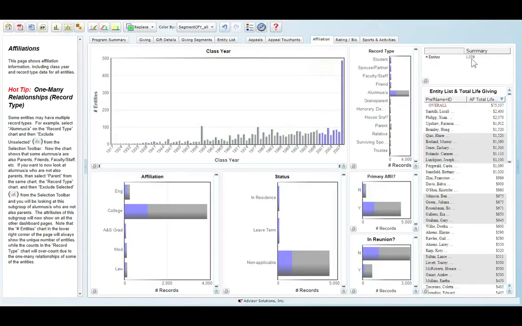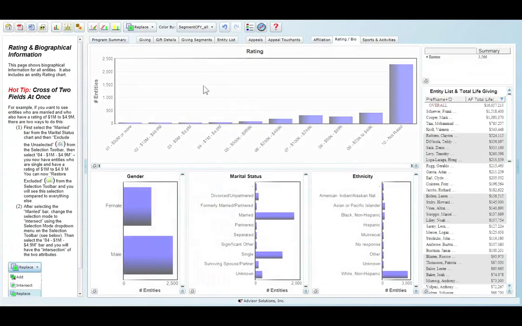A third of this group of lapsed donors are young alums. So I brought these people on as donors, and I've lost them. But this is the group I really need to be cultivating going forward. So I need to really think about that and maybe focus on that. What about ratings? Bio. Top rated.